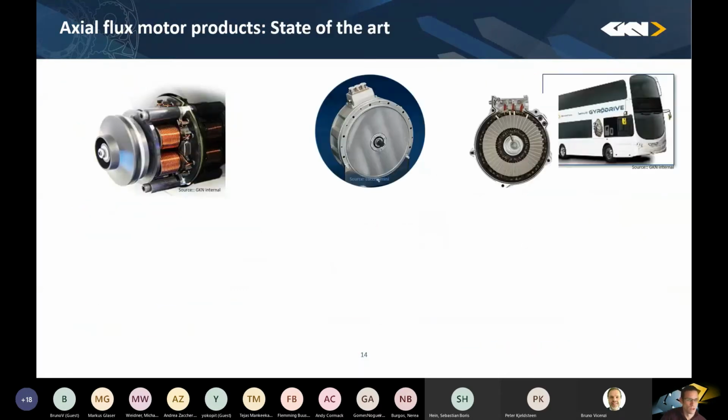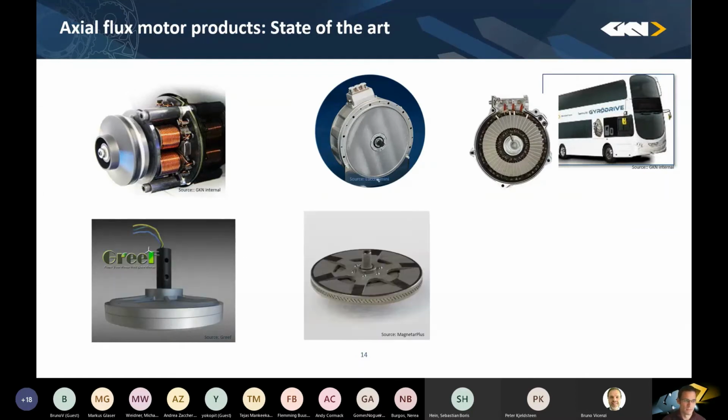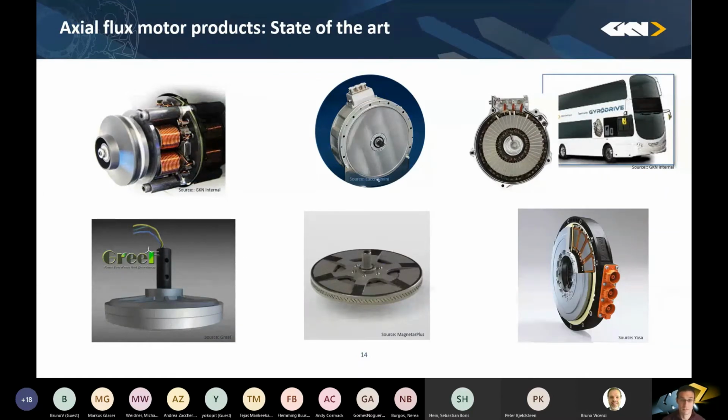I just want to show some examples so that you get a feel that axial flux motors are nothing totally new and uncommon. There were several products already in the market in different applications, starting from automotive applications, industrial applications, and also in high performance e-motor systems. Axial flux motors already have their place in the market.